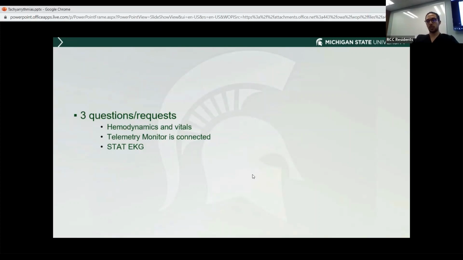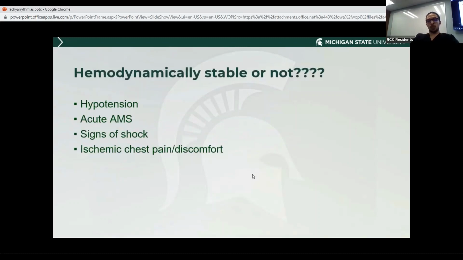So tachycardia, the patient's heart rate is 180. Your next most important thing is to assess hemodynamic stability for this patient. So you want to check if the patient is hypotensive or not, if he's having any acute altered mental status, any signs or symptoms of shock, and any acute new onset ischemic chest pain or chest discomfort. If he's having any of these 4 or 5 signs or symptoms, this will completely change your management.